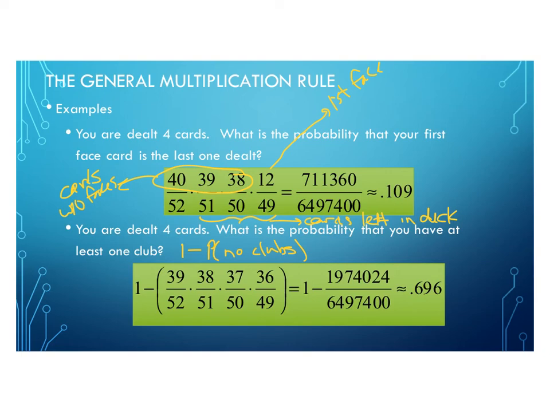So at least 1 club means 1, 2, 3, or 4 clubs. I don't want to go through the effort of finding all the possible combinations. So we're just going to subtract it from 1 minus no clubs. So these numerators represent cards that are not clubs, and the denominator represents cards without replacement. And you do get an answer of about 70%.